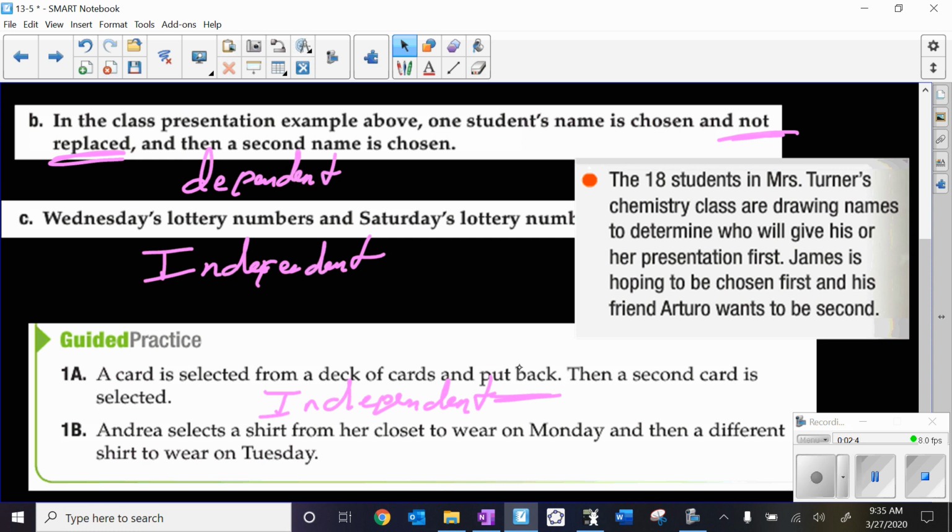Last one, Andrea selects a shirt from her closet to wear on Monday and then a different shirt to wear on Tuesday. Unless you did laundry, I would really hope that you don't wear the same shirt 2 days in a row. So we would consider these dependent events.